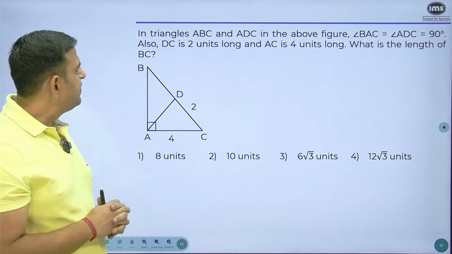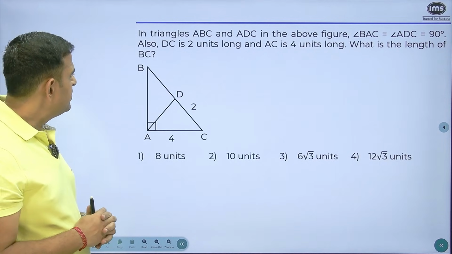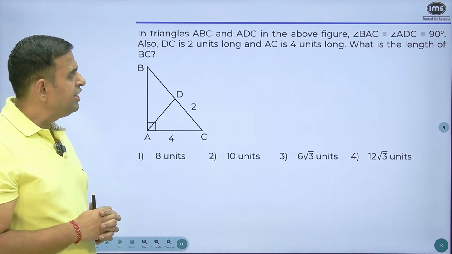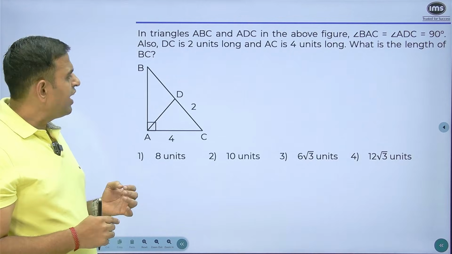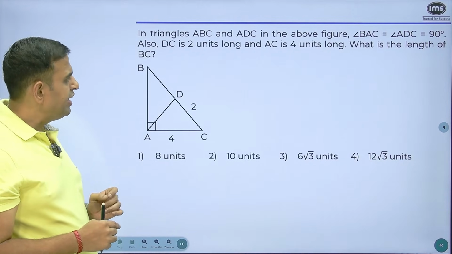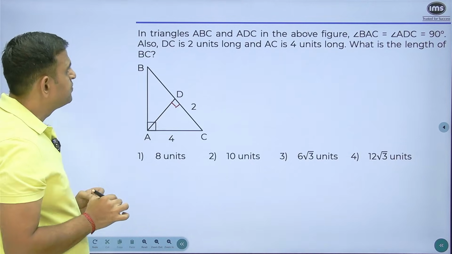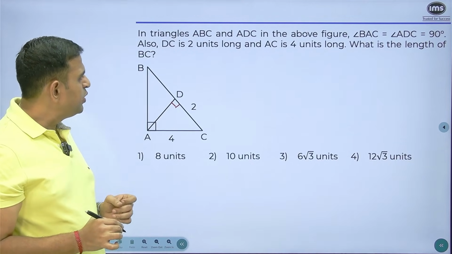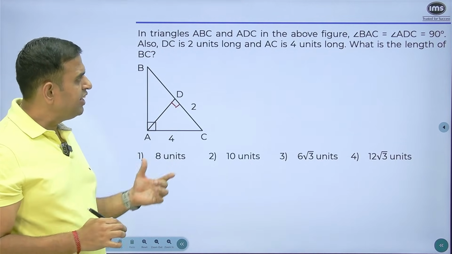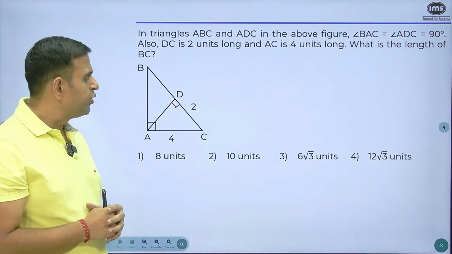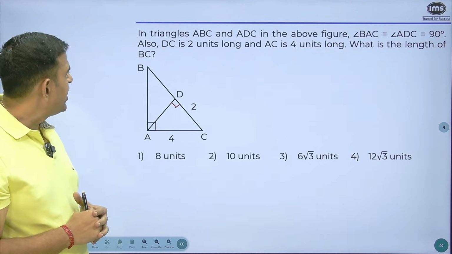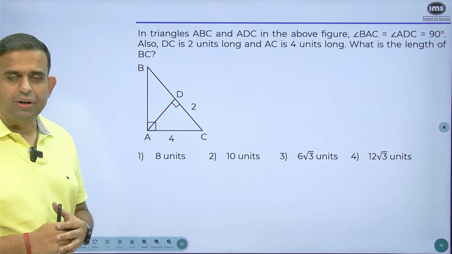In the next sum, it is given that in the triangles ABC and ADC in the figure, angle BAC is 90, angle ADC is also 90. Also, DC is equal to 2 and the length of AC is equal to 4 units. The objective is to find out the length of BC.